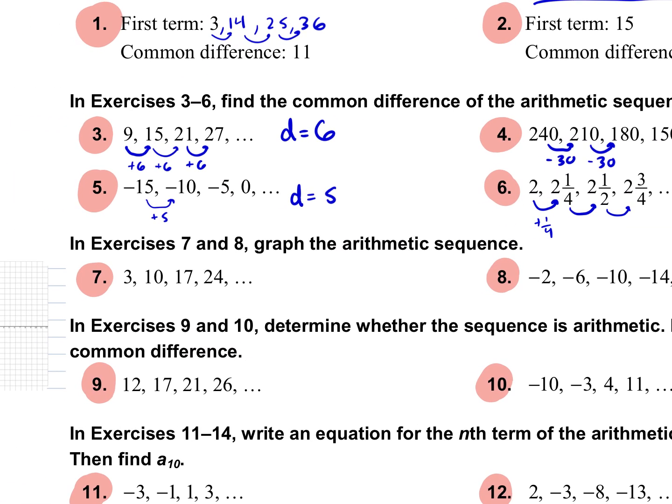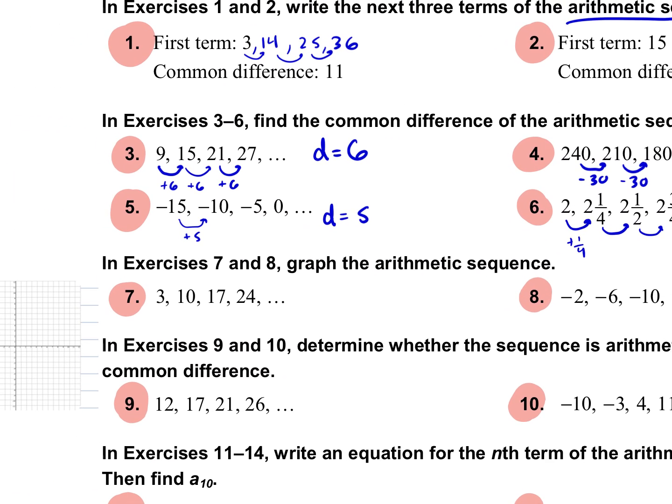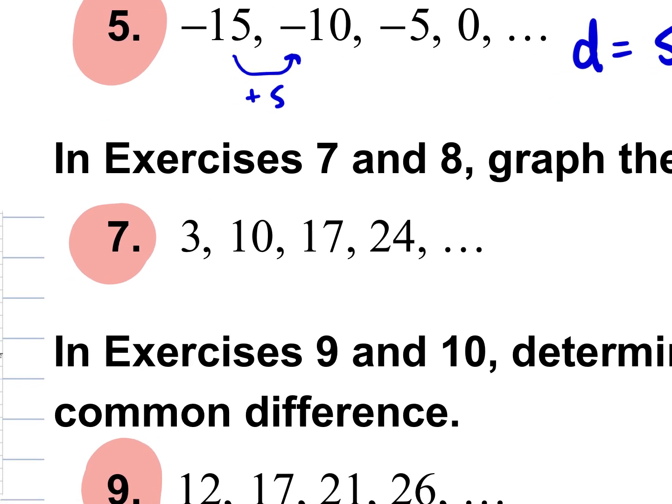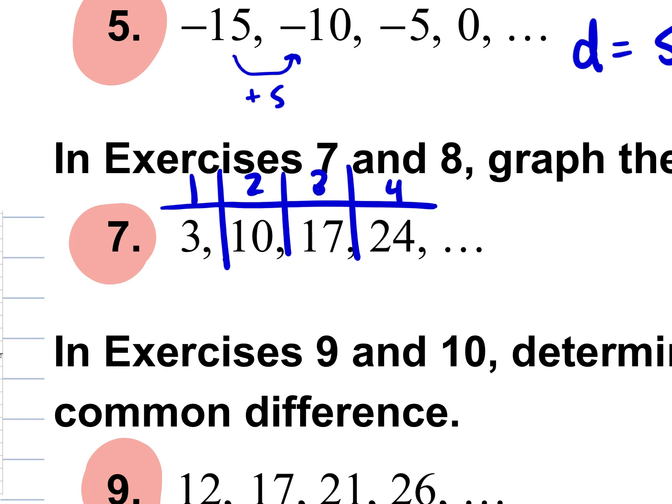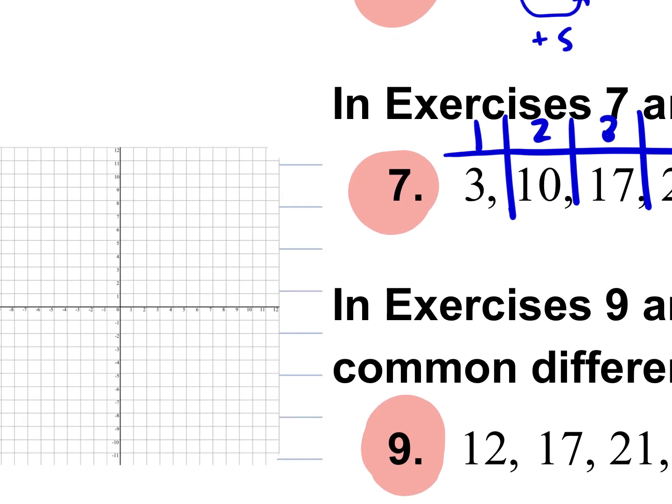All right, for 7 and 8, we have to graph the arithmetic sequence. It helps to know what number of term it is. So what's our first term? 3 would be our first term. 10 is the second term, 17 third, and 24 is the fourth. So we would graph these. The number of the term is our x value, and the actual term itself is the y.